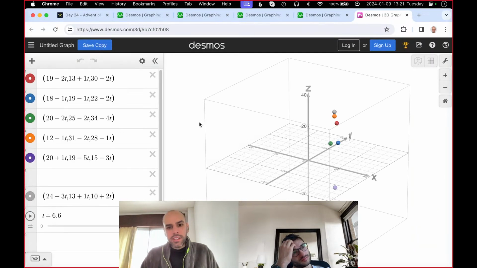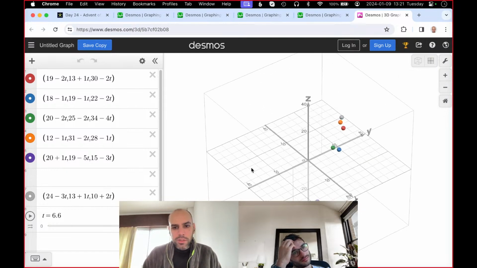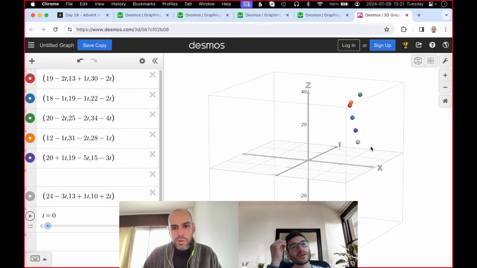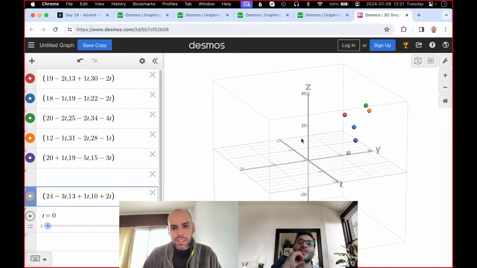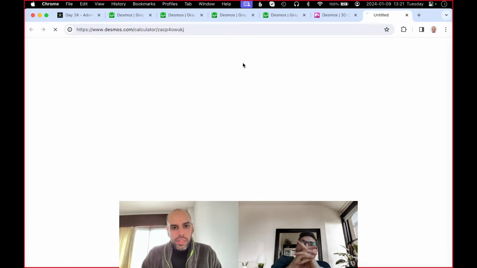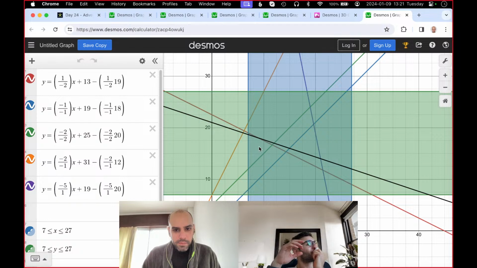By the way, as an aside, I also plotted the rocks themselves. So here you have a slider for the time. The rock is this gray thing. That's so cool. And then as you progress, you see the rock hitting all the hailstones, for the example. Isn't that cool? Yeah. So you end up with a graph that looks like this.